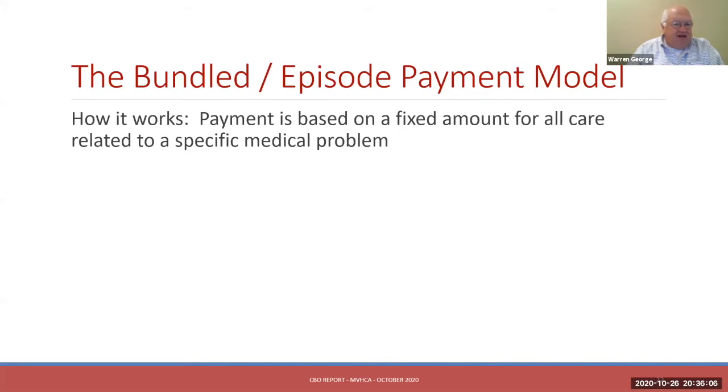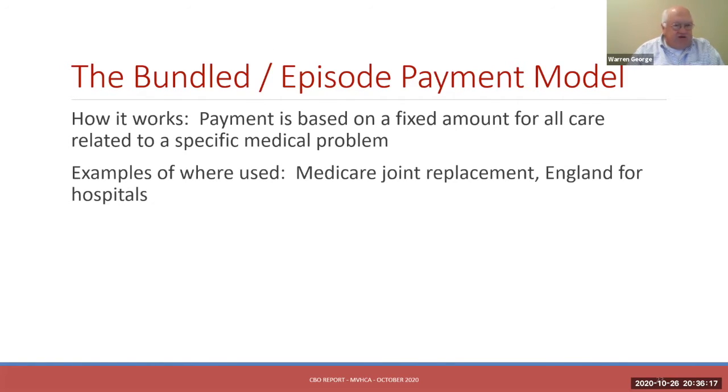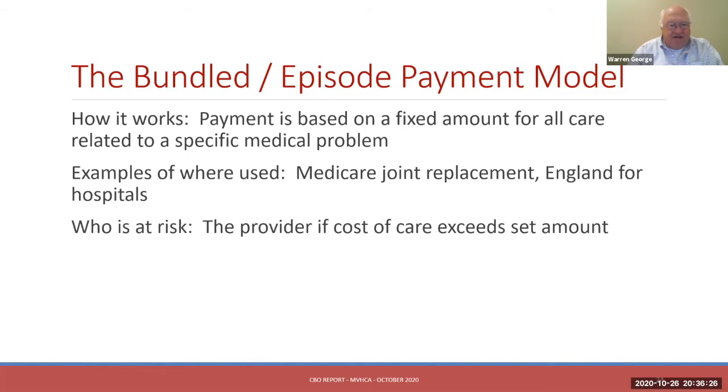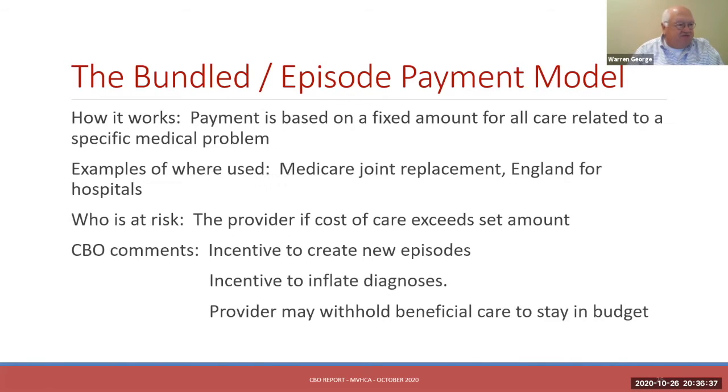The bundled episode payment model works by paying the provider a set amount for all care related to a specific medical problem. Examples of where used: Medicare is trying this for joint replacement. It's used for some hospitals in England. Who is at risk? The provider is at risk if the cost of care exceeds the set amount accepted as full payment for the episode.